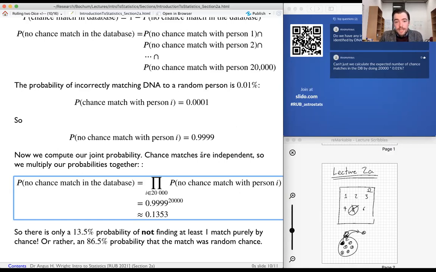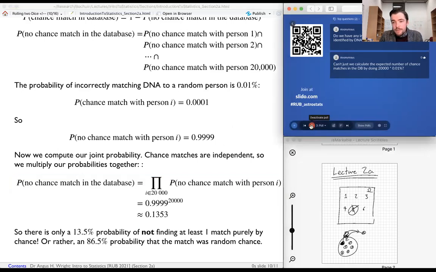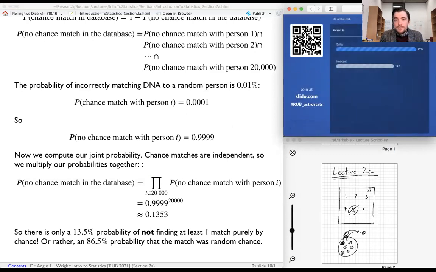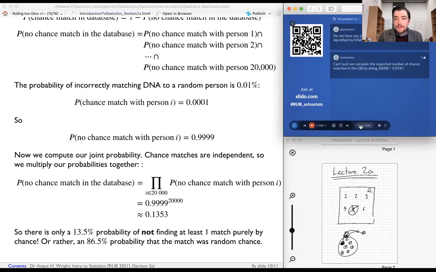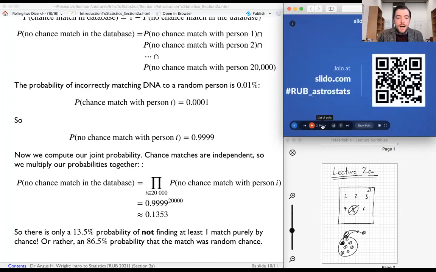Okay, so given this, I would imagine if I now went back to our poll and gave you the option to do a do-over, the majority of you would probably say, I'm less confident in that person being guilty, given that there's an 87% chance that it was purely random. Okay, clear that. So that's the first one. What about the second one?